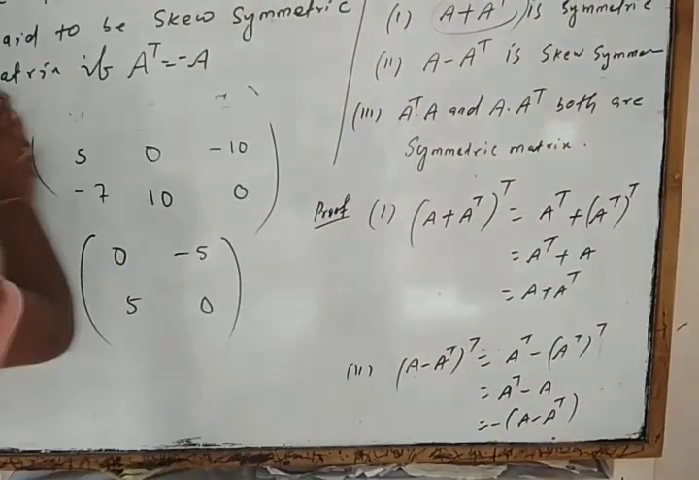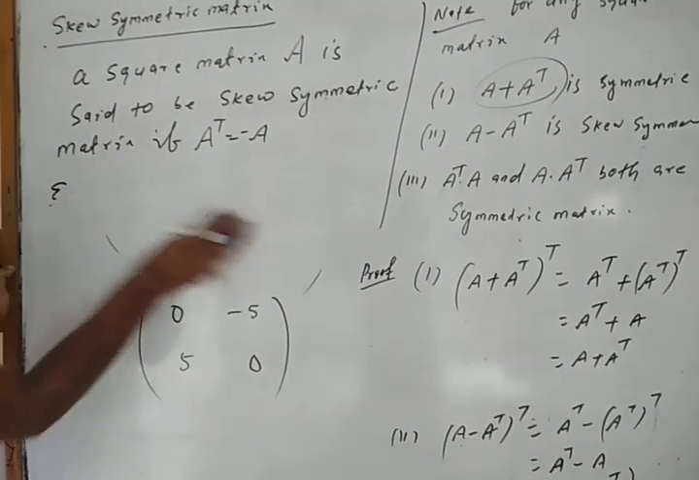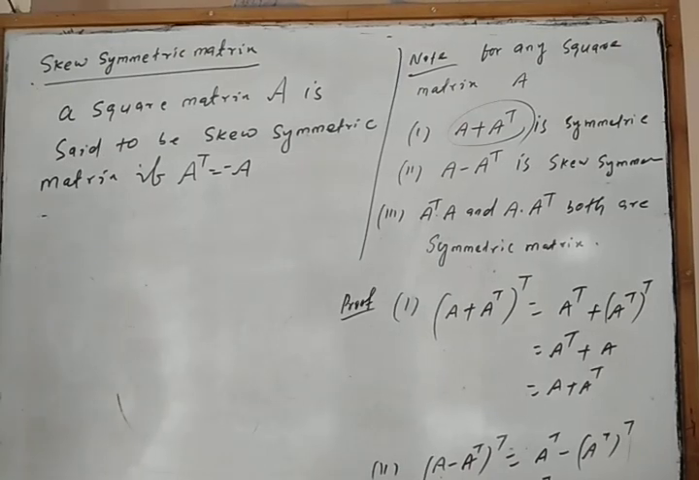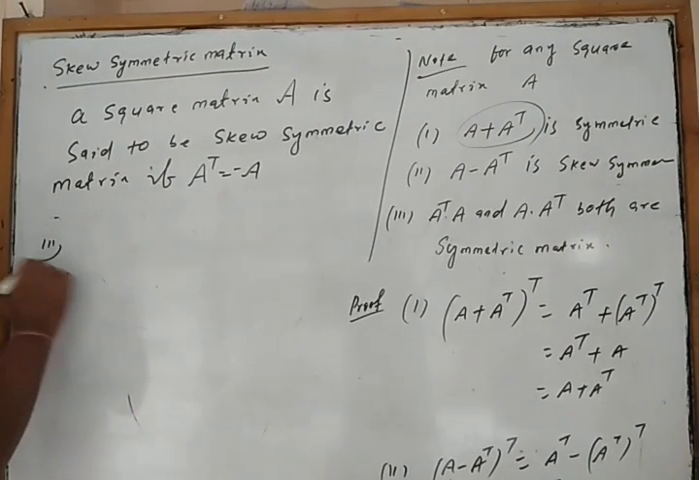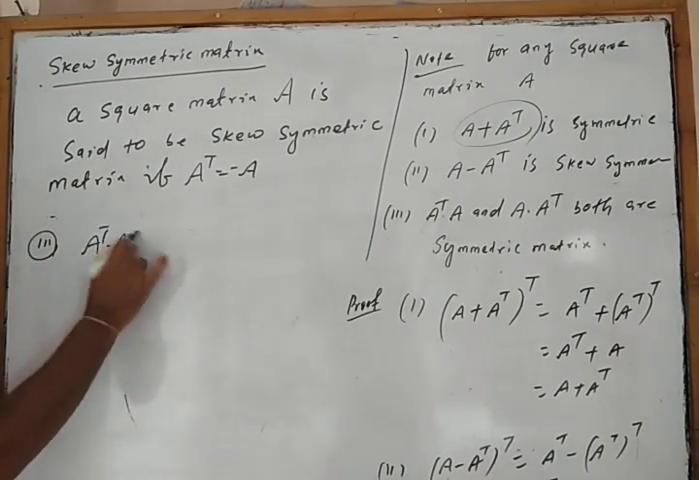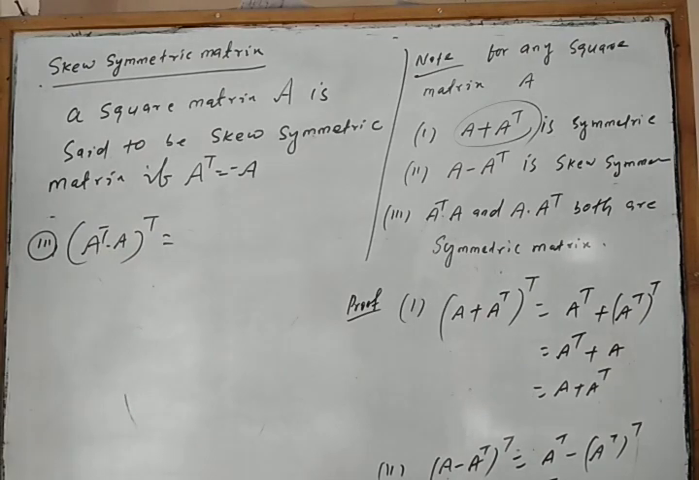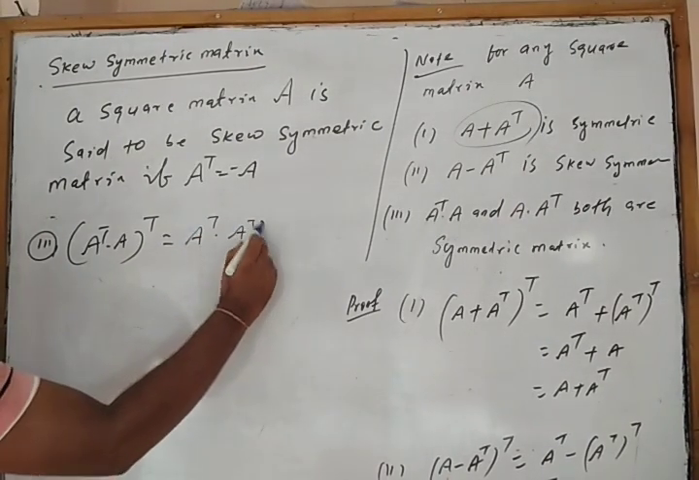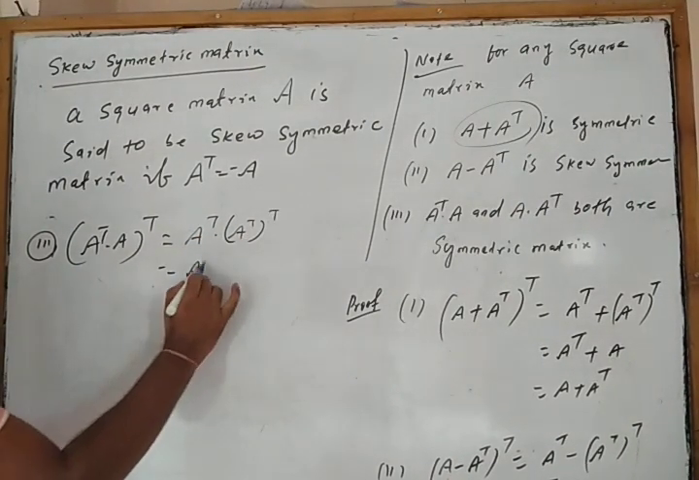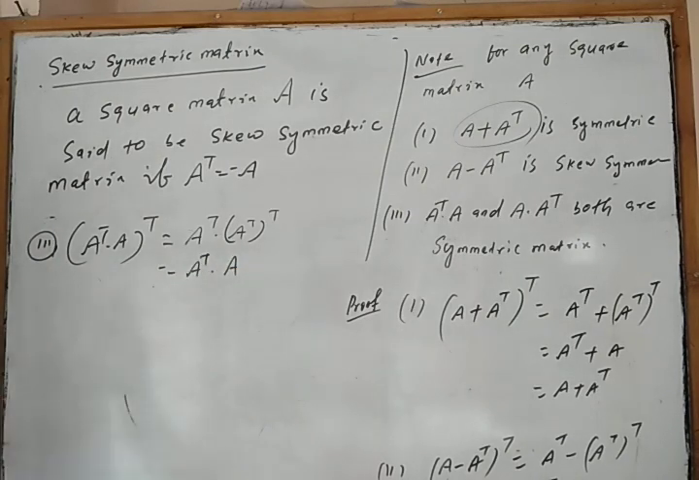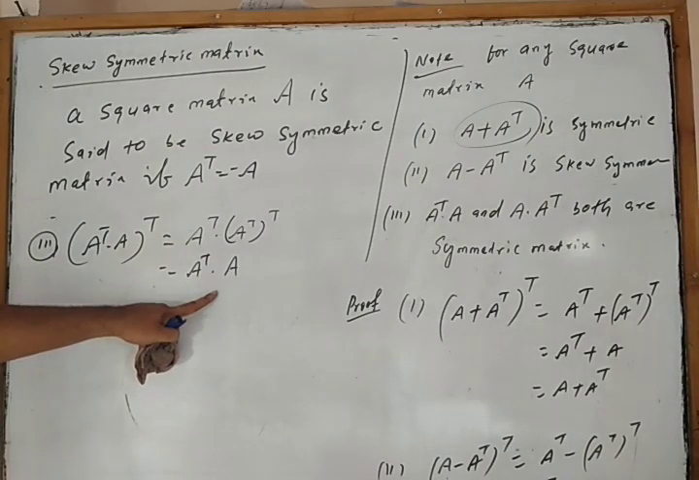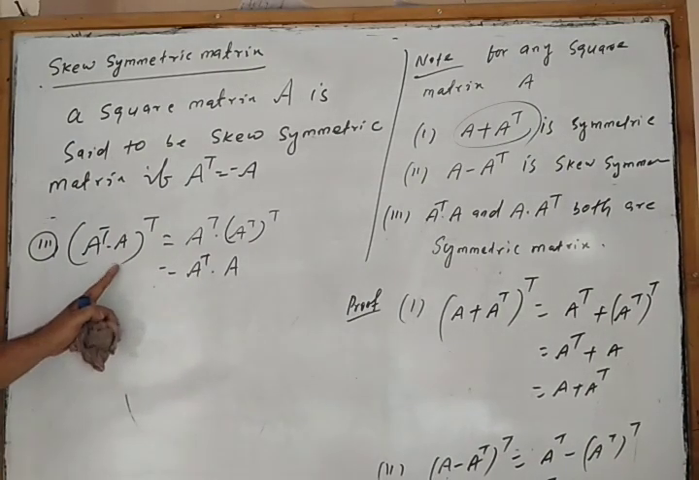And the third one is: A transpose into A is symmetric, and A into A transpose is also a symmetric matrix. Proof of 3: (A transpose into A) the whole transpose equals, there is a reversal property, (A into B) transpose equals B transpose into A transpose. So this is equal to A transpose into (A transpose) transpose, and (A transpose) transpose equals A. So (A transpose A) transpose equals A transpose into A. Therefore A transpose A is a symmetric matrix.